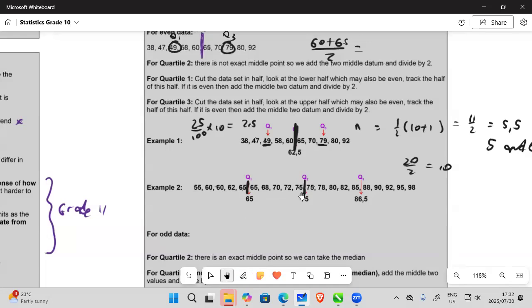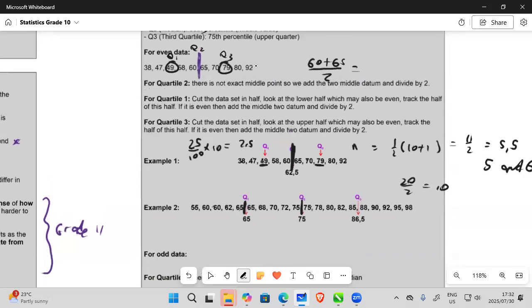Okay, guys. So what I'm saying is that when you have an even data set, there's no exact middle point. You always have to add the two values closest to the middle and divide by 2. Same story here. Here there'll be 10. It's even. Can you split this data set into a precise middle? No, you can't. So you have to add the two values closest to the middle and divide by 2.